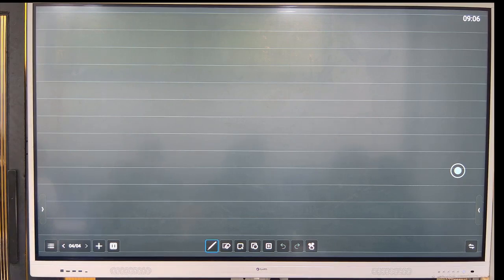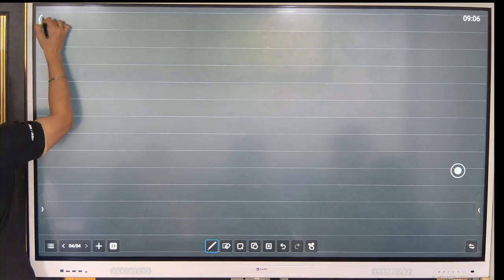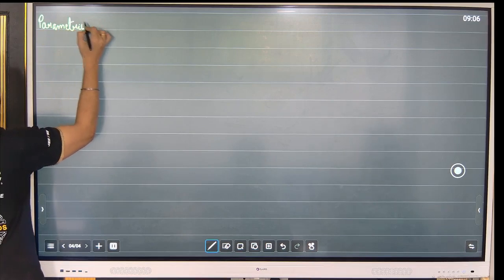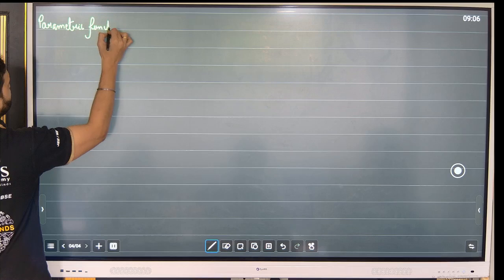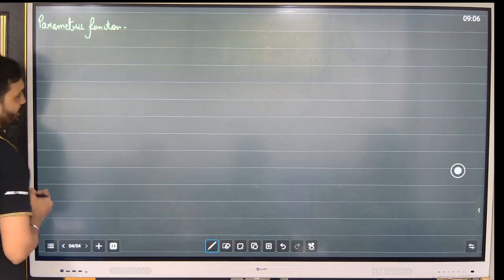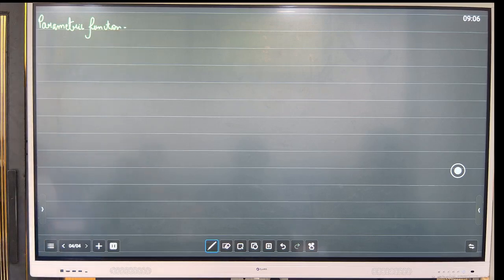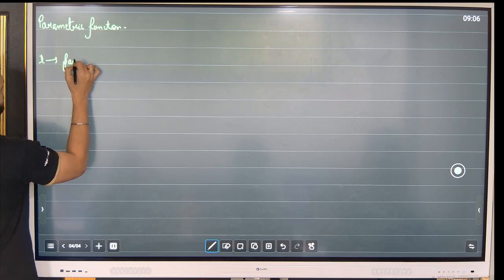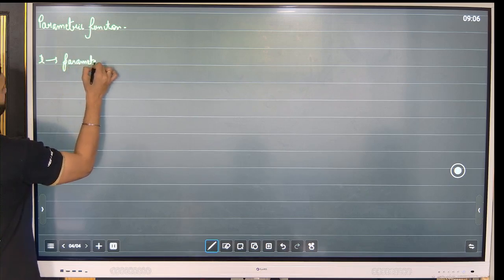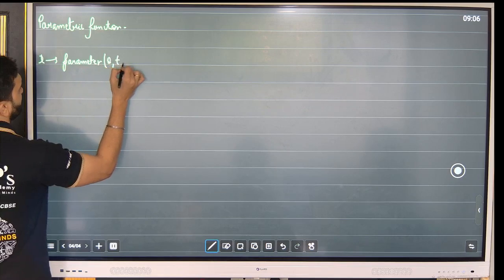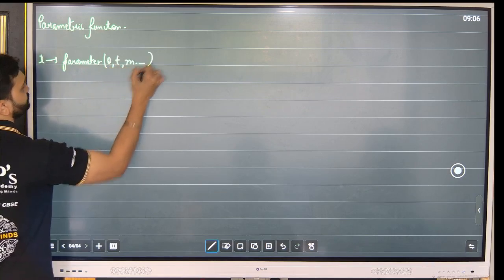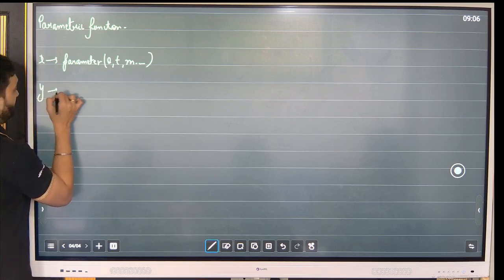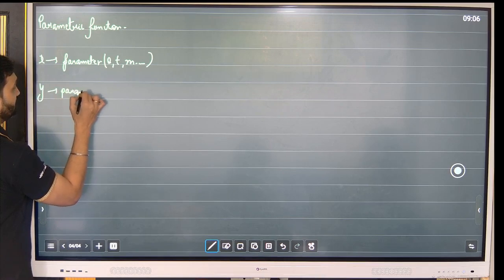The next topic would be parametric function. Now, what do you understand by parametric function? It means that x will be given in one parameter. Say for example, the parameter can be theta or t or m or anything. Y will also be given in the same parameter.